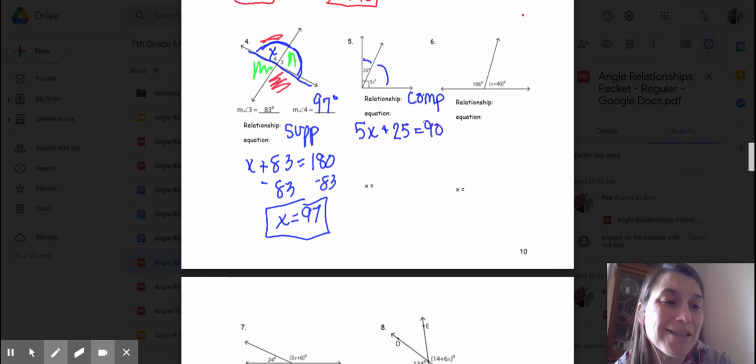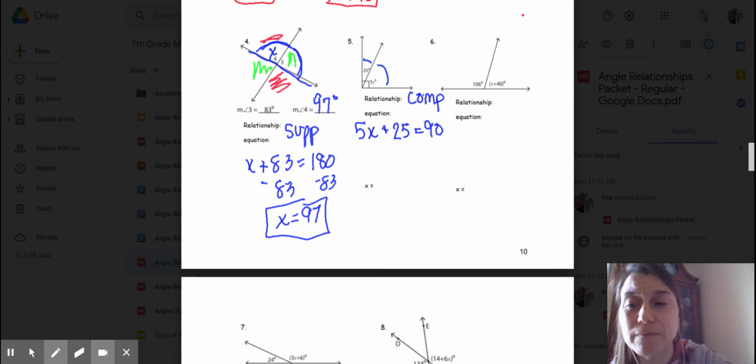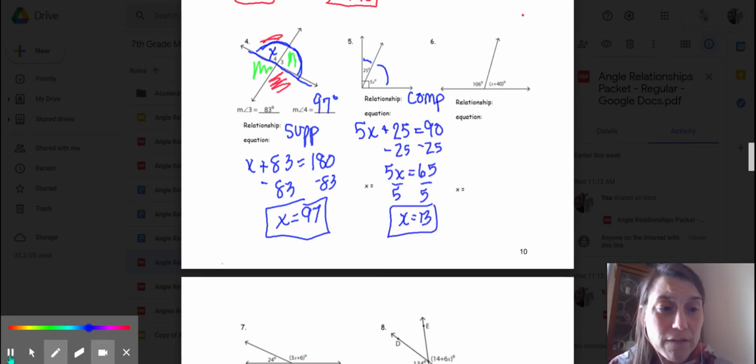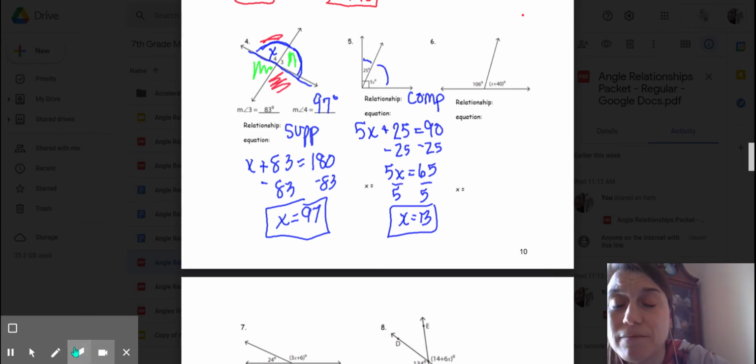So now to solve this is a 2-step process. So you can pause the video now and solve that equation. So I solved it, and I have x equals 13. You can look at the way I solved it and see if it matches what you did. So that is actually the value of x.